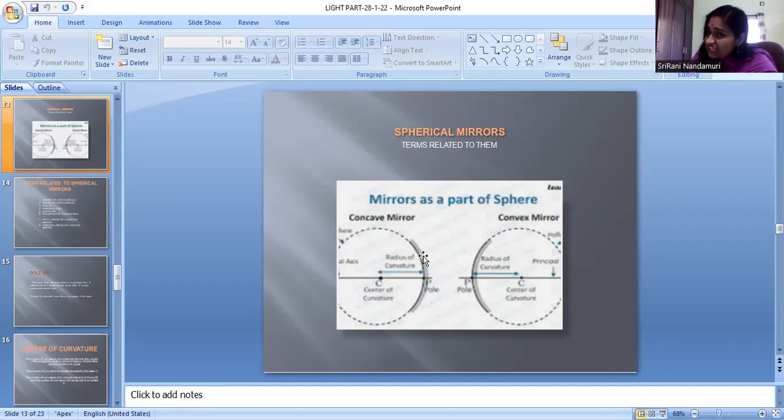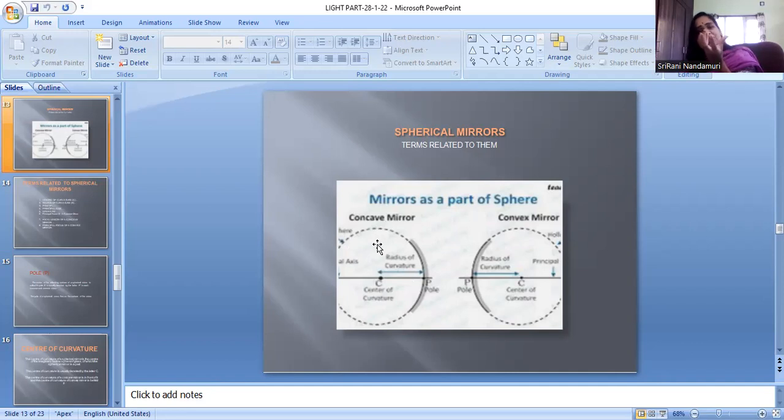For the formation of any mirror, there should be one sphere. If there is no sphere or no ball, how can you cut a part from it? You have to assume there should be a sphere. You can see this sphere in this image. To that sphere there is a center point. This is the center point for this entire sphere, for the concave or the convex mirror we have taken.